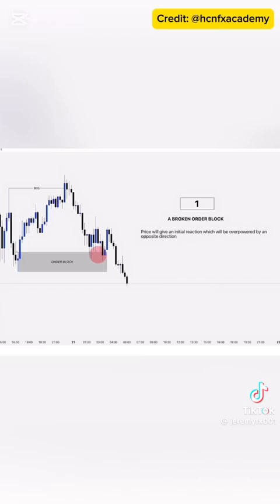So you can see from this example, we got a break of structure, fine. We mapped out the order block that caused the break of structure. Now you can see price tapped in, dished out, decent move from there. But then after that, we got a break to the downside.